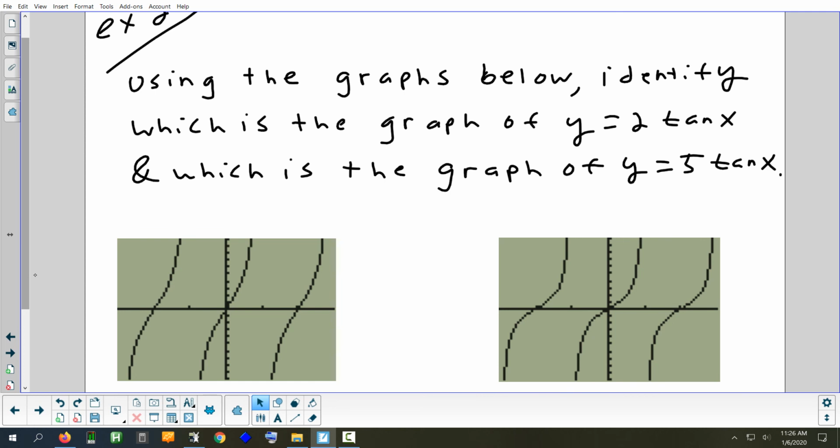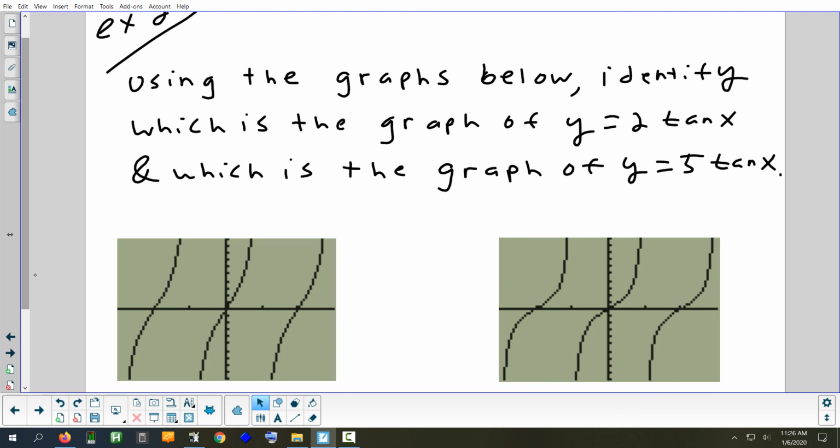So this one says, using the 2 graphs below, identify which is the graph of 2 tangent x and which one is 5 tangent x. So for here, you really just have to know what the 2 and the 5 are doing. 2 and the 5 are what kind of transformations?